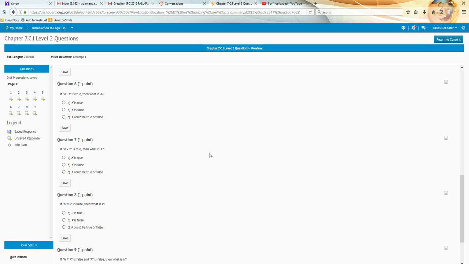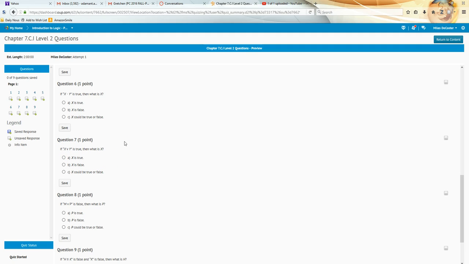Well, when X or Y is true, I need to go back to my truth tables in the book, if I don't have those memorized, and realize that when X or Y is true, that happens in multiple ways. For X or Y, the whole thing to be true, that means that maybe X is true and Y is false, maybe they're both true, or maybe X is false and Y is true. In any of those three cases, it would be true.